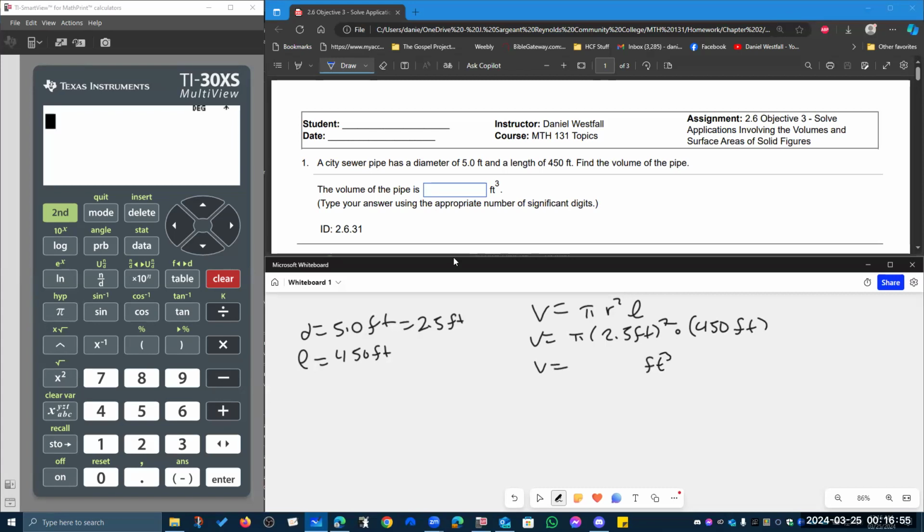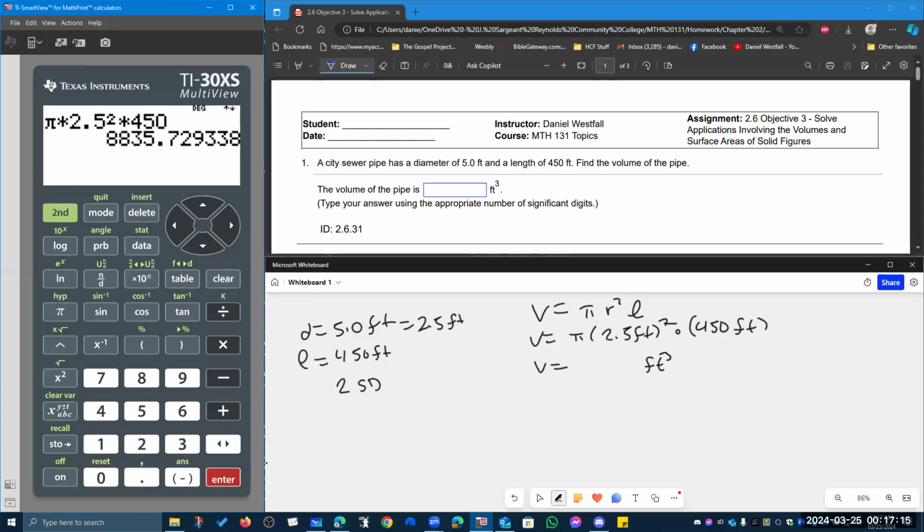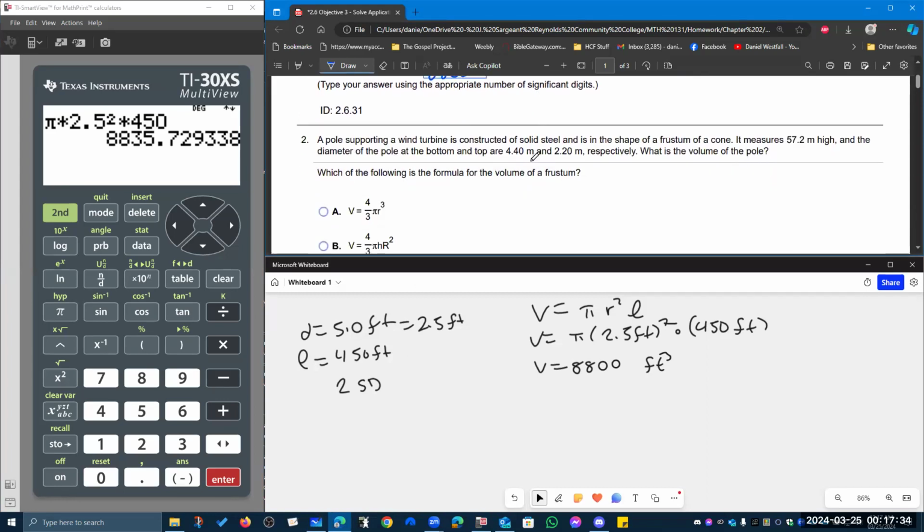And they want us to use the appropriate number of significant digits. So we're going to use 2 significant digits here. This is going to be pi times 2.5 squared times 450. It's going to be 8,800 cubic feet. The reason I use 2 significant digits is because this is 2 significant digits, and that's 3 significant digits, and I go with the smaller number of significant digits. All right.